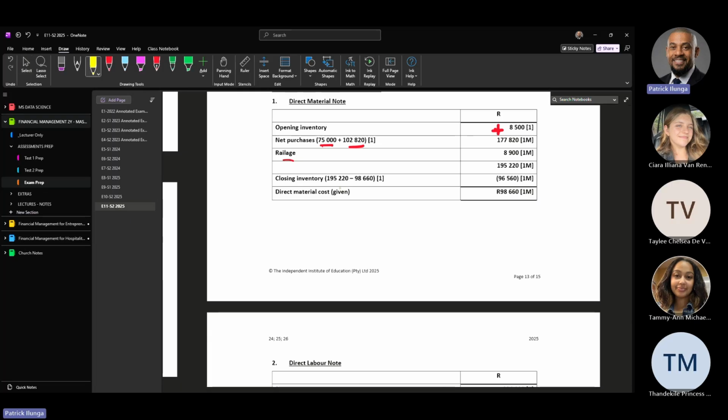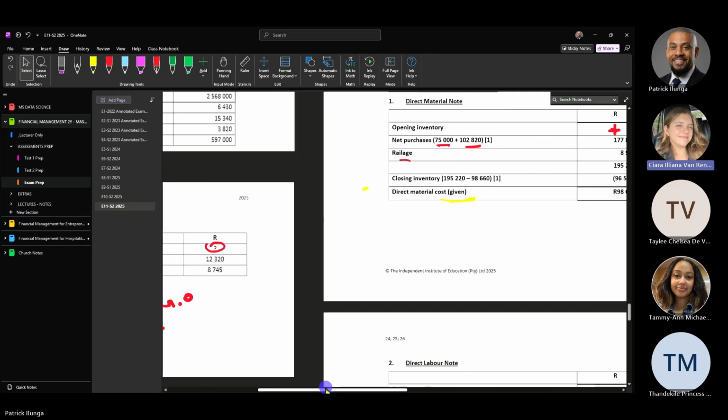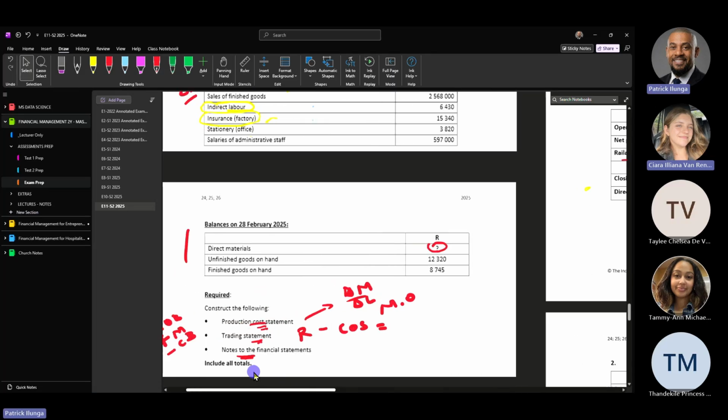Because if you check properly, they gave us something. What did they give us? The cost of... the direct material. So you basically have to work backward. You have to work backward. All right, Ciara, thank you.